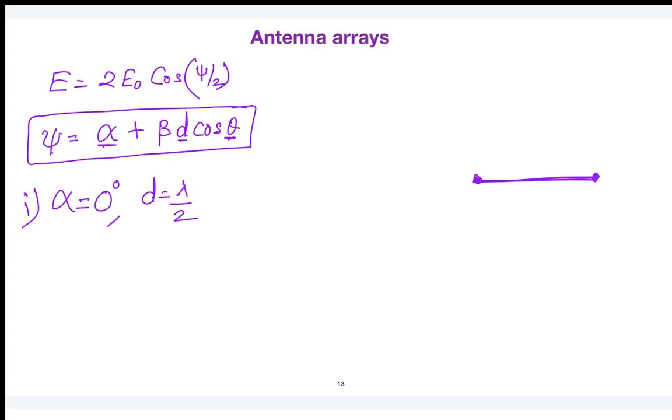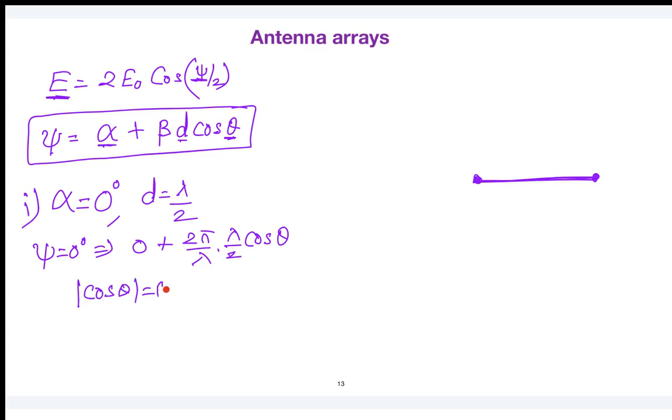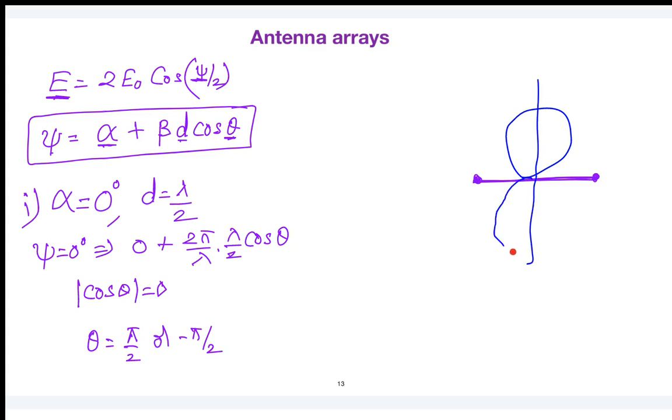You've seen here, your electric field is maximum provided your total phase shift is 0 degrees. So you just equate psi equal to 0 degrees. That gives 0 plus 2 pi by lambda into lambda by 2 into cos theta. Okay, so what happens in this case? You get modulus of cos theta equal to 0. So theta can be either pi by 2 or minus pi by 2. What it means is you will have the electric field maximum at plus 90, or you will have the electric field maximum at minus 90. Something like this.